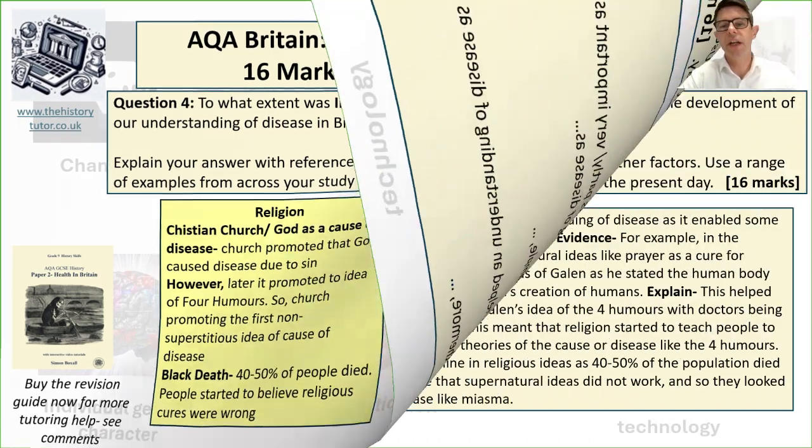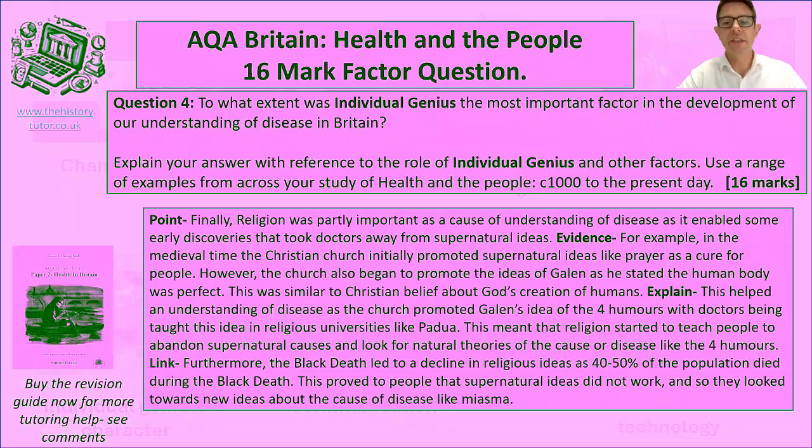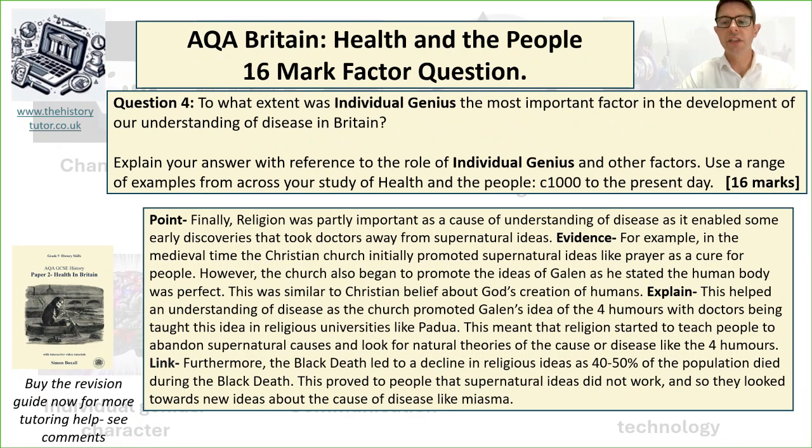So here's my idea then. So finally, religion was partly important as a cause of understanding of disease, as it enabled some early discoveries that took doctors away from supernatural ideas, as I just said. So, for example, in the medieval time, the Christian church initially promoted supernatural ideas like prayer as a cure, but then they turned to Galen's ideas of the four humours. They liked Galen because obviously he said that God created humans, and he talked about how the human body was perfect, didn't he? This helped in understanding disease, as the church promoted Galen's ideas of the four humours, with doctors being taught the idea in religious universities like Padua. This meant religion started to teach people to abandon supernatural ideas and instead balance the four humours.